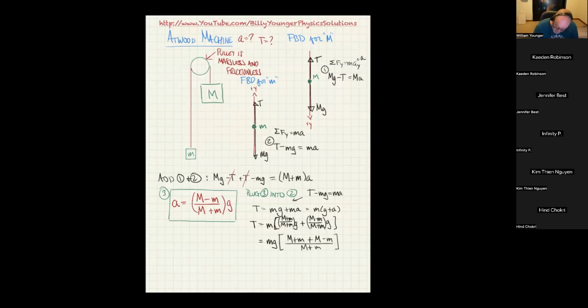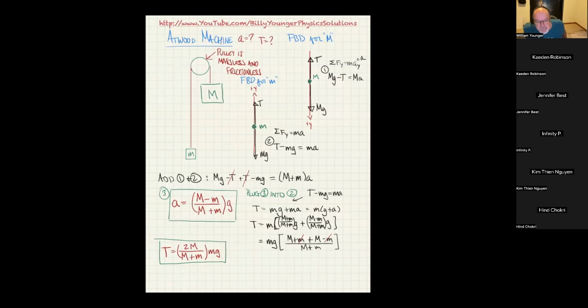And I think you can see that the little m is going to cancel out with the big M. And ultimately, I'm going to say T is equal to 2m over M plus m times mg. Notice how, again, I took time to write it as a dimensionless quantity multiplied by a dimensionful quantity, okay?